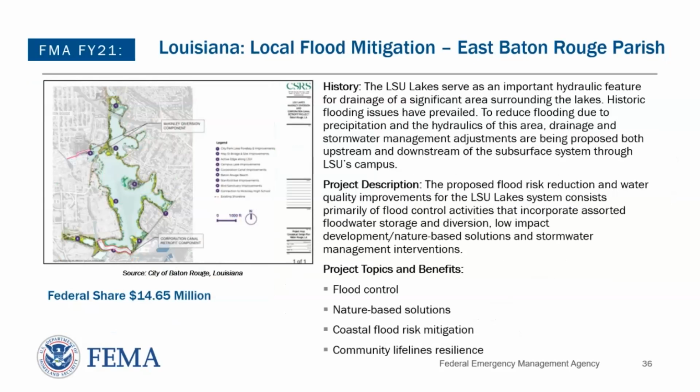The next example project comes from the state of Louisiana. In fiscal year 2021, East Baton Rouge Parish submitted and was selected for a localized flood risk reduction project. The project's purpose is to improve the ecological health of Louisiana State University's 6 lakes and to decrease flooding. The proposed improvements consist of floodwater storage and diversion, incorporate low-impact development and nature-based solutions, and provide stormwater management interventions.